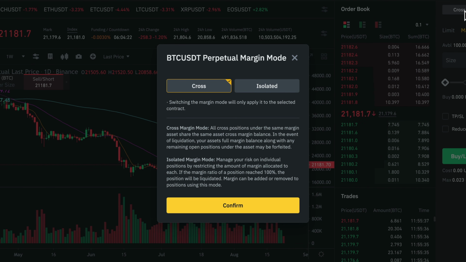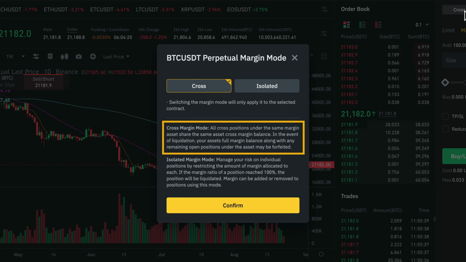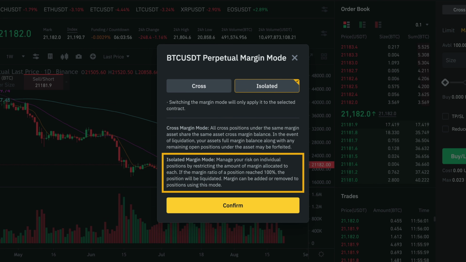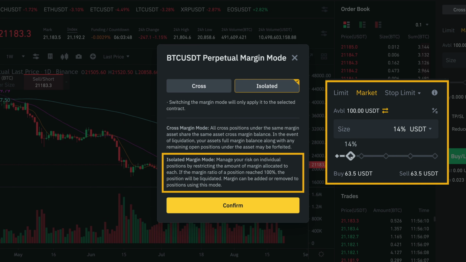Currently, we are in cross margin mode, which means that our entire margin balance, which right now is $100 tether, will be used as collateral across all of our open positions. When we switch from cross margin to isolated margin mode, then like I've mentioned before, we'll have a separate margin balance for each individual position. So with each position in isolated margin mode, we're only risking the margin that we allocated to this one position.